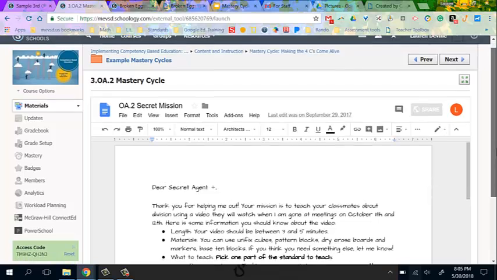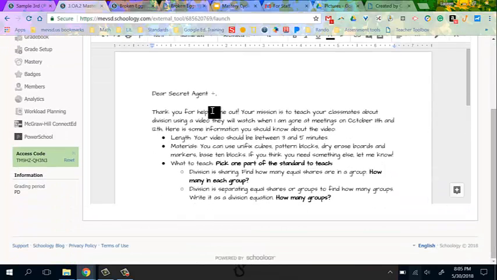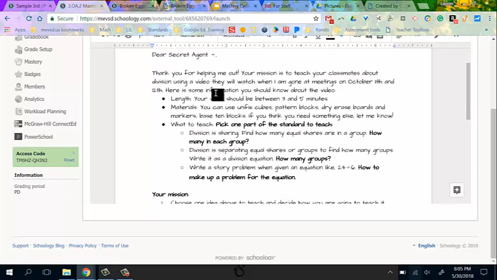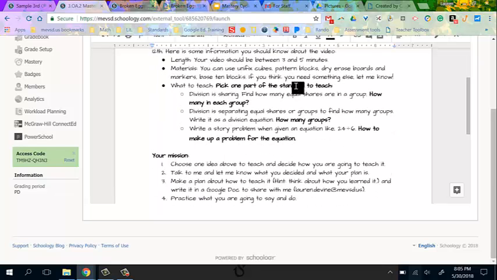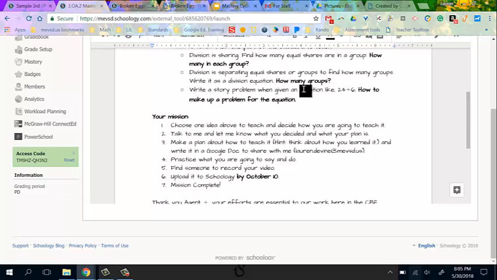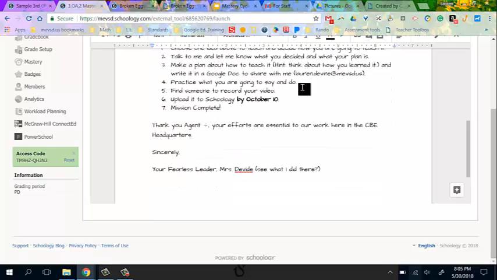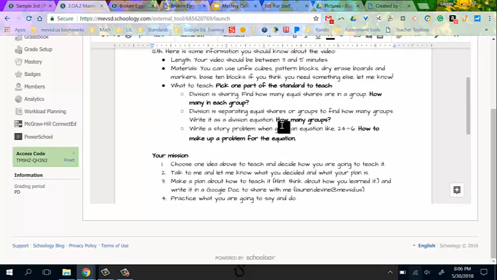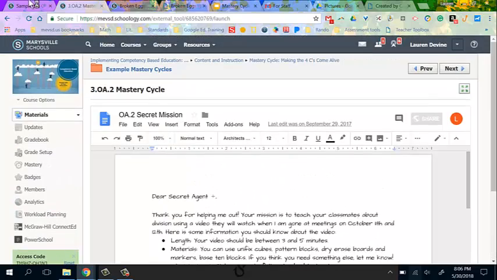For this one, I created a Google Doc that had a mission for them for Secret Agent Divide after they finished the multiplication and division standard. They had to teach their classmates about division and what it is, and then they just had some guidelines for that.